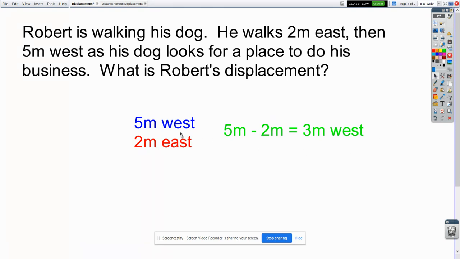If these two had been in the same direction, we would have added them together, and obviously the direction for my answer would be the same as those two components. Again, in the same direction, you add them together. In the opposite direction, you subtract them. The direction for your final answer when you subtract is going to be the direction of the larger component.